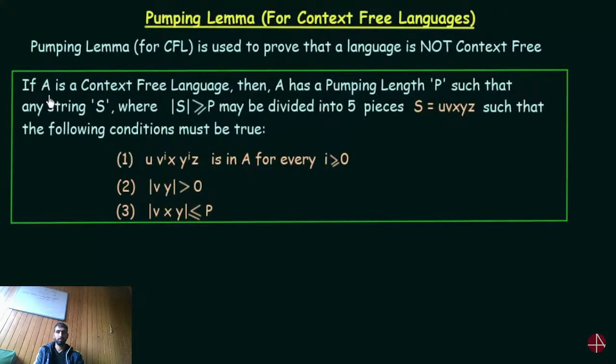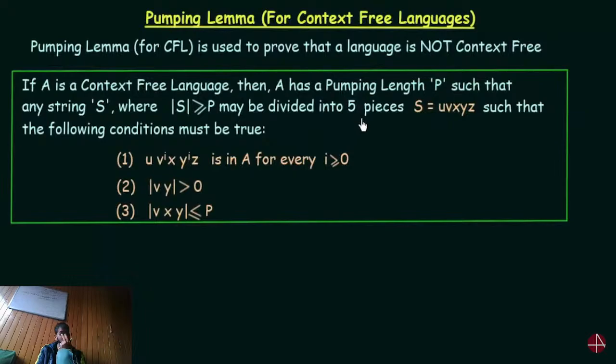Let's say that we have a language called A. If A is a context-free language, then A will have a pumping length P. We don't know what the pumping length P is, but it will have some pumping length such that any string S from this language A, where the length of S is greater than or equal to the pumping length P, can be divided into 5 pieces such that S equal to U, V, X, Y, and Z.